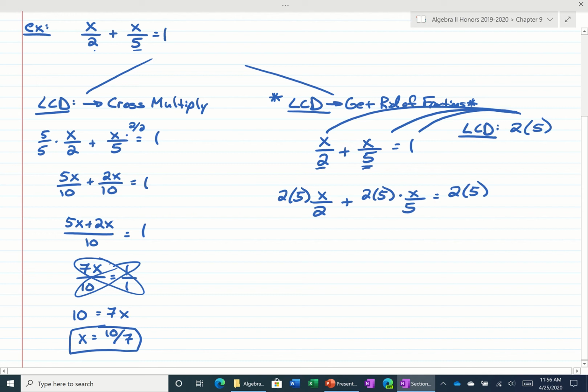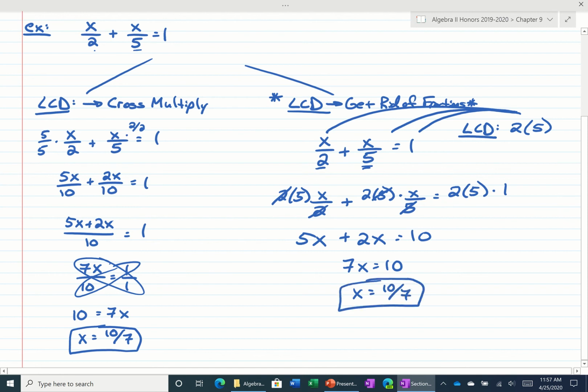Common mistake is people forget to multiply the 1 by 2 times 5, but remember, everything is times the LCD. These would cancel, and you'd get 5x. 5s would cancel, you're multiplying and dividing by the same thing, you get 2x. So 7x would equal 10, and you guys can see that you get the same answer. It's just a little shorter doing it the second way. That's the way I'm going to be doing all the other problems going forward.